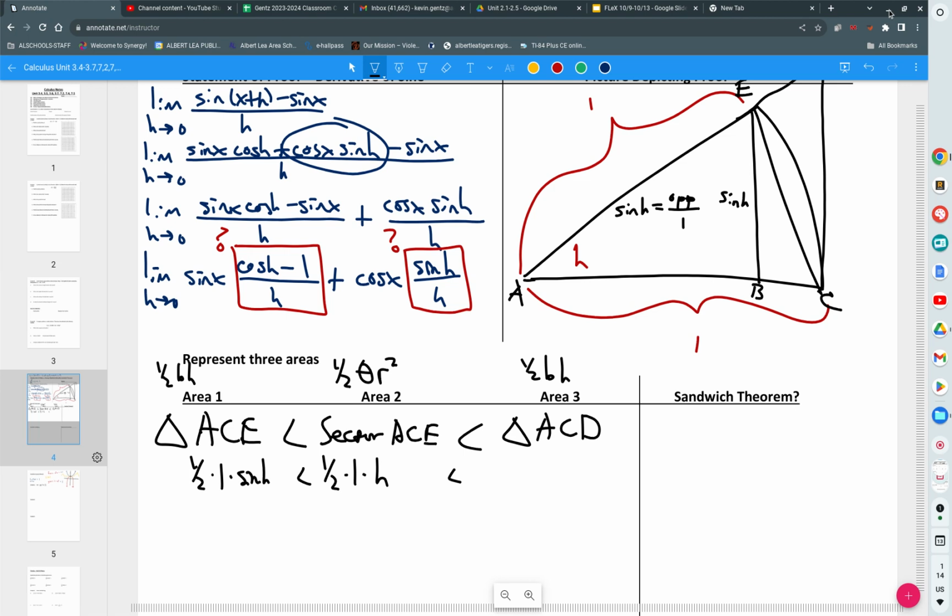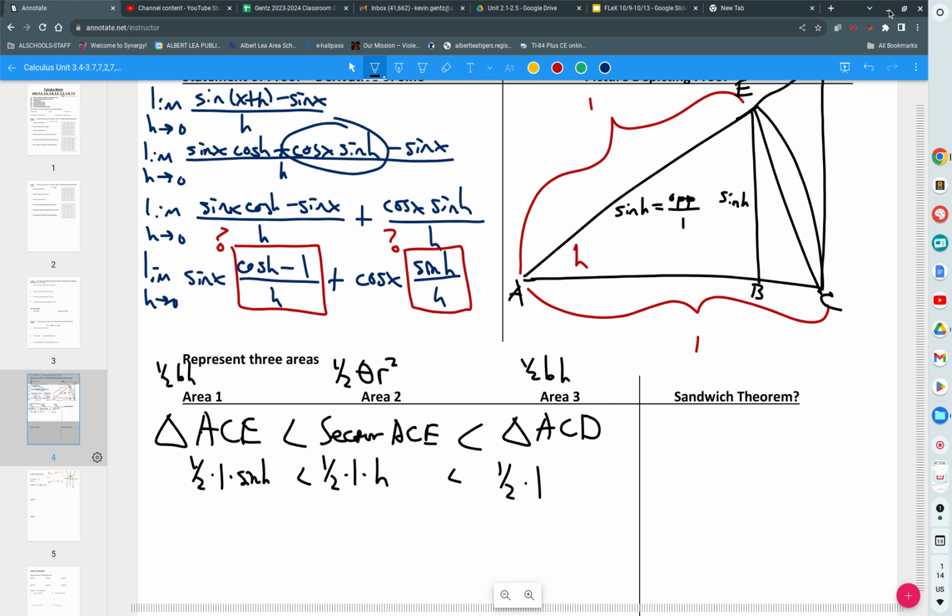ACD. Okay, so we've got 1/2 times what's the length of the base of ACD? The base is 1, and now I'm going to need that height over here, aren't I? I'm going to need that height. Let's just think about it.